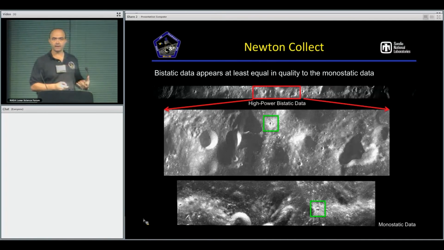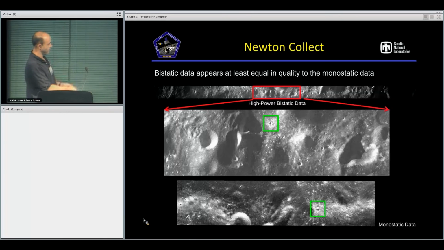The bistatic angle for this strip goes from about 17 down to 10 and back up to 17. We were thrilled with the quality. Here at the bottom, we actually have a monostatic data image for comparison of the region. It's not orientated in the same direction.